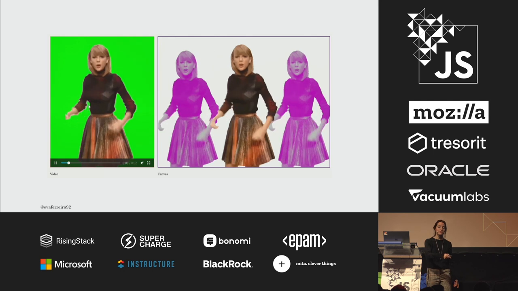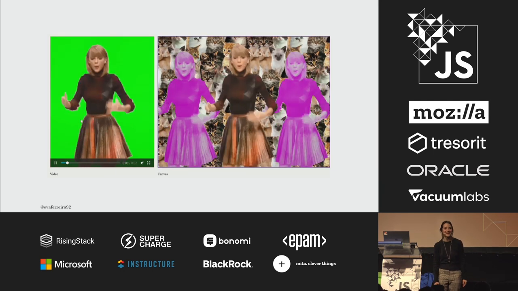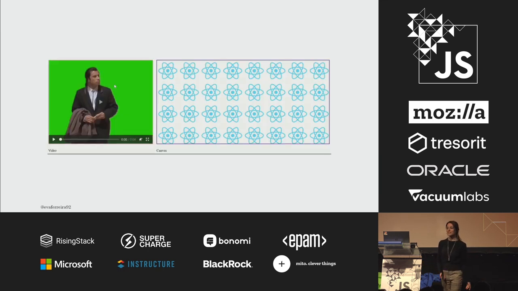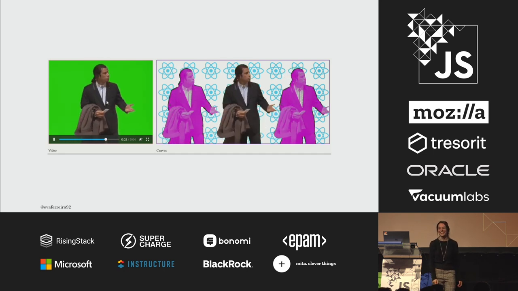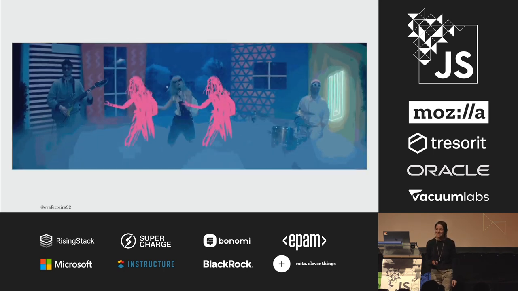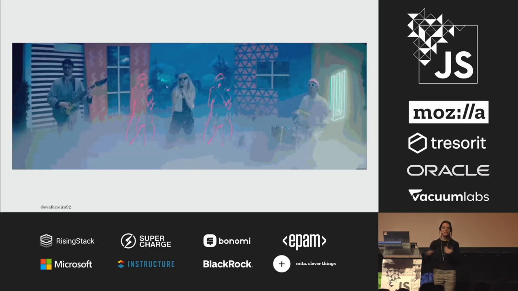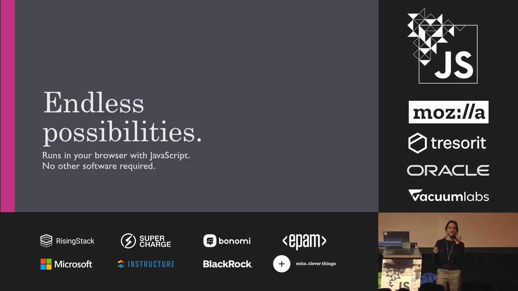And if you want to make it better, you can add kittens, because it always makes things better. And since we are in a JavaScript conference, you can add React logos, because why wouldn't you? So, I know it's not rotoscoping, because again, it's a computer, it's not a human doing that, but it's pretty cool. And you can do a lot of stuff. You can really open your mind to whatever you want. And it runs in your browser.